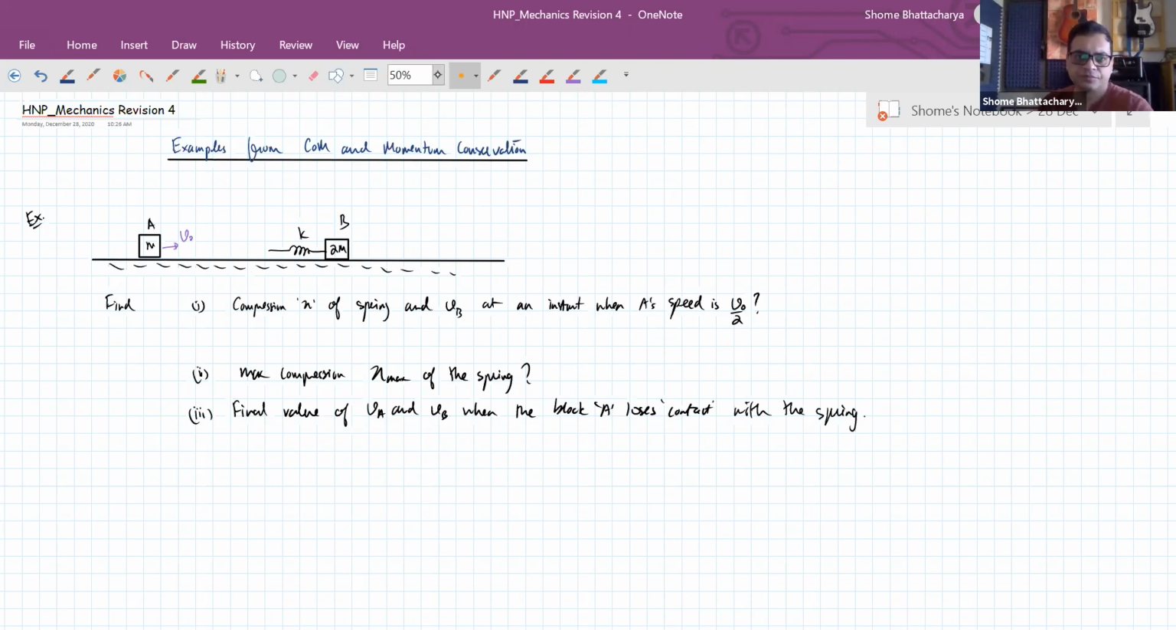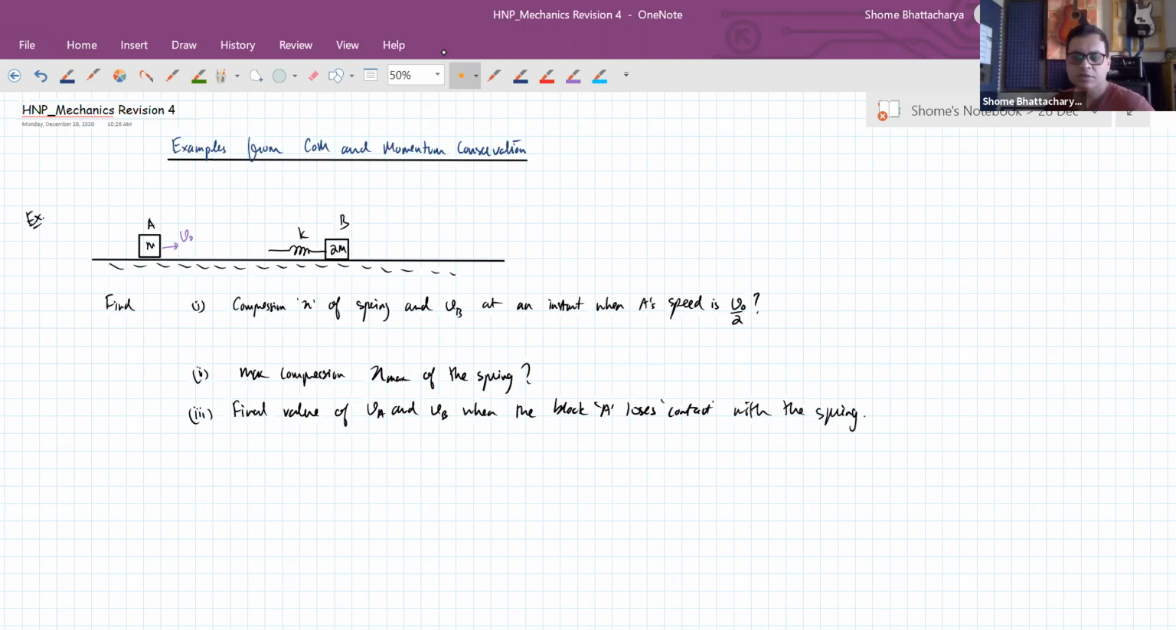So just start working on this. We will understand the basics first. So look at A plus B plus the spring as a system, and you can see that we can conserve a couple of things for that system, right? We can conserve the horizontal momentum, actually the entire momentum, because net external force is 0.